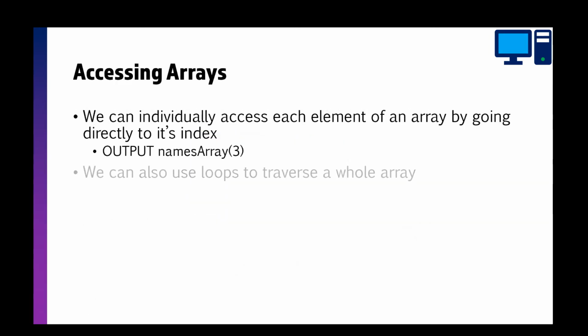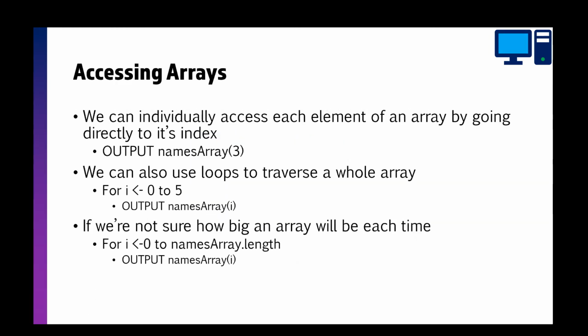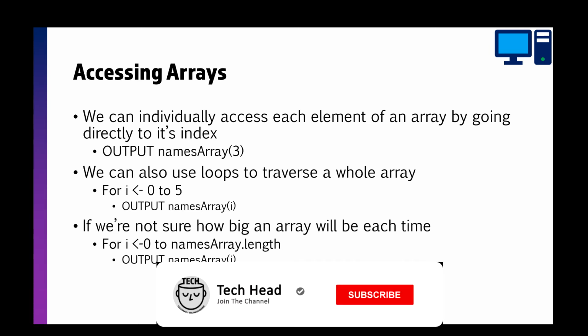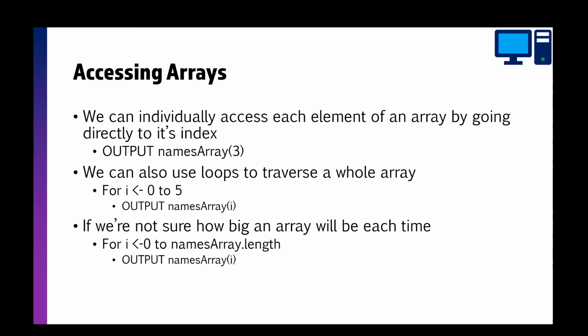Now, to access arrays, we can individually access each element of an array by going to its index. So output names array 3 would output the 0, 1, 2, 3, so that'd be the fourth thing in the array. And we can also use loops to traverse a whole array. So say we've got an array that's got 6 names in. We do for i equals 0 to 5, because remember we're starting at 0, so we always go one less. Output names array i would output all 6 of those names.